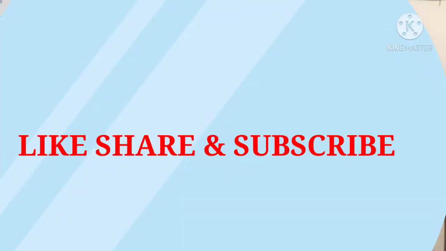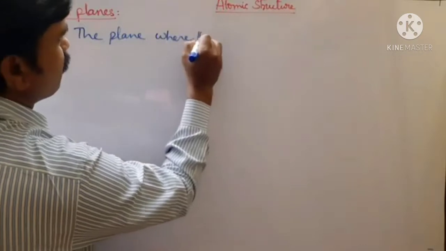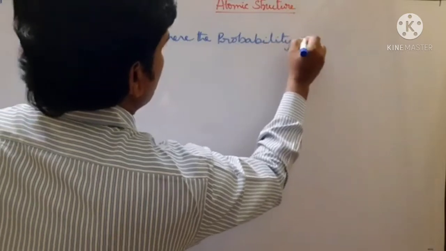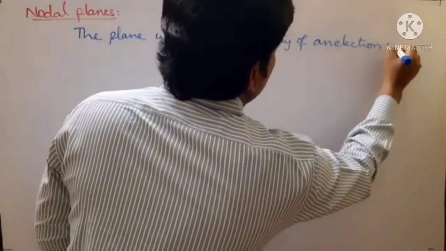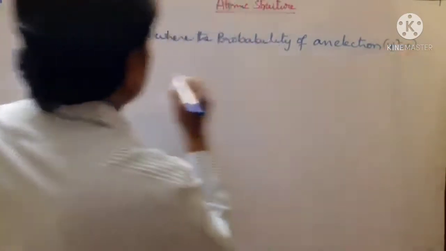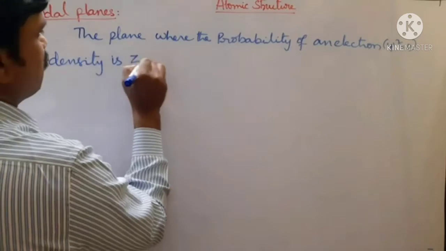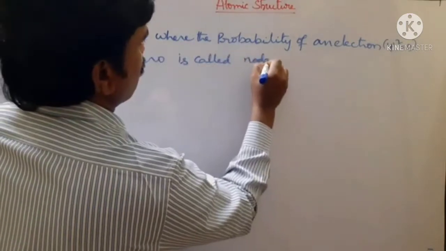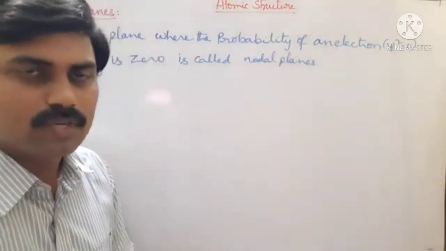Look, the next topic is nodal plane. Look at the statement. The plane where the probability of an electron density is 0 is called nodal plane. For calculating the number of nodal planes, we are using a formula.